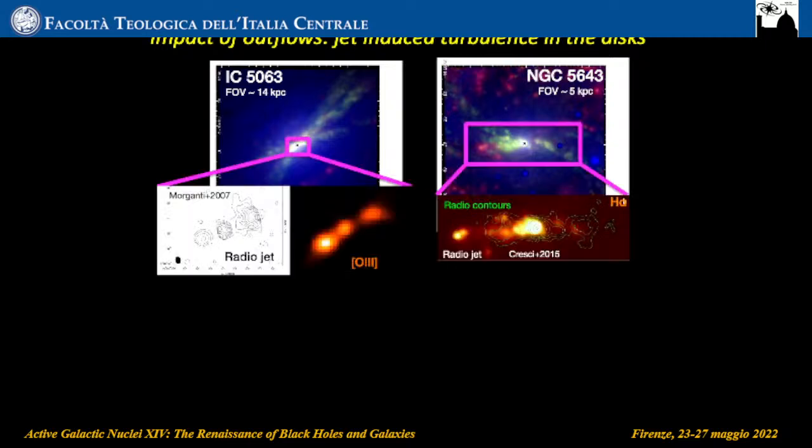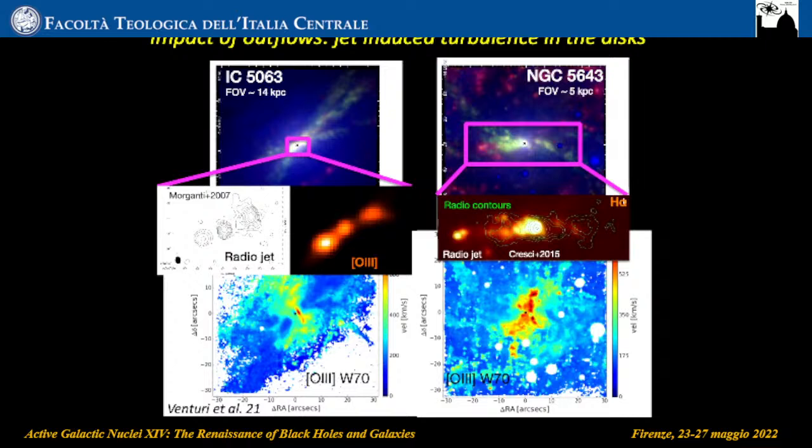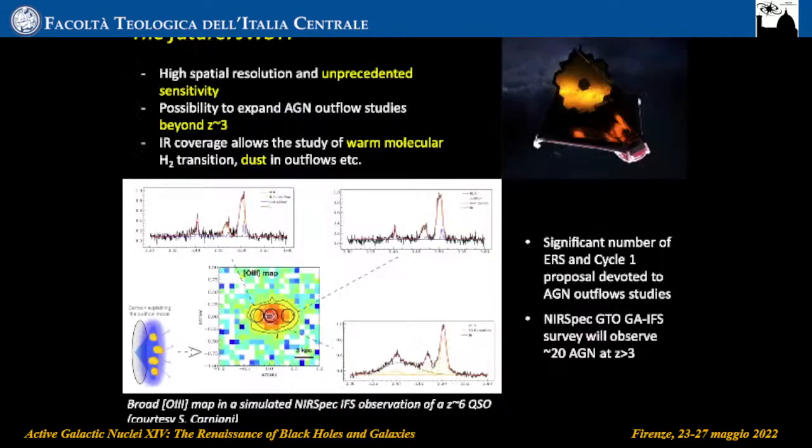These are a couple of examples from our sample, again NGC 5643 and IC 5063, where there are these low luminosity radio jets. What we found is that in the direction perpendicular to the radio jet, we see these regions of very high line ratio and very high velocity dispersion of the gas that is probably tracing the turbulence induced by the jet into the ISM, and this could be a kind of feedback due to induced turbulence in the ISM. And again, Giacomo tomorrow will explain all this better, also showing other examples.